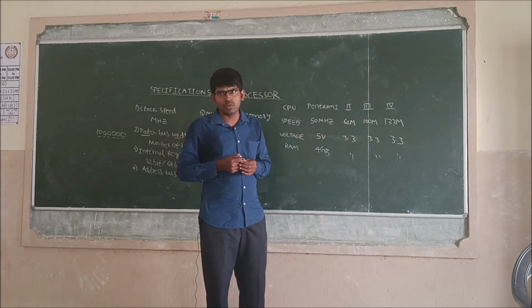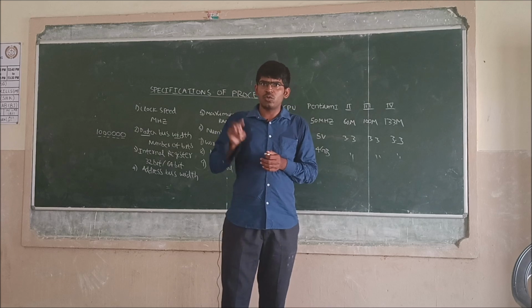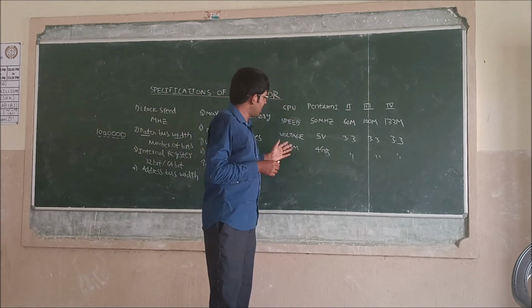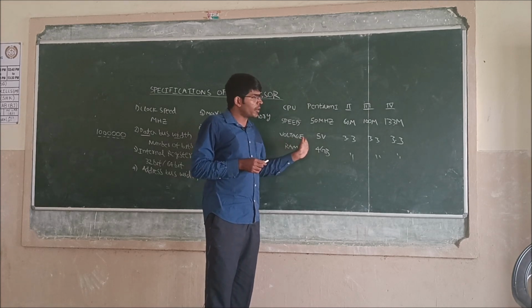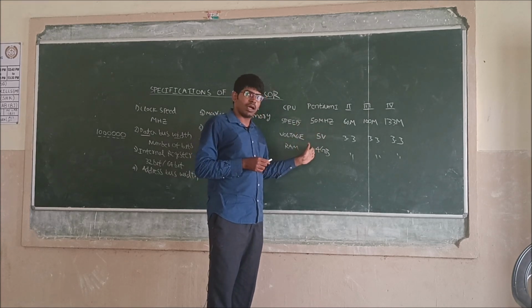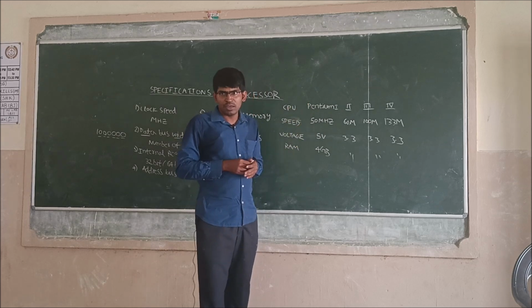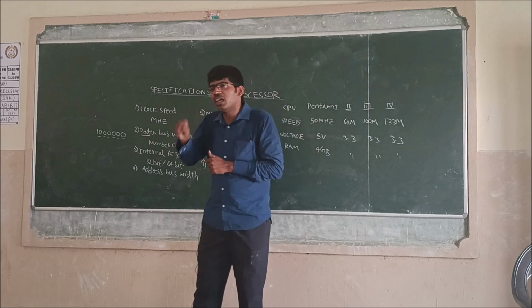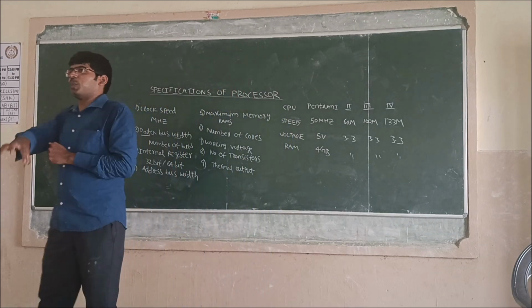Now in an Arduino board also we have two voltages: one is 5 volts and the second is the 3.3 volt port. And similarly RAM: all these Pentium 1 to 4 processors have 4 GB RAM support. We discussed only some part to understand what the specifications are. Now we will deal with what these specifications are.